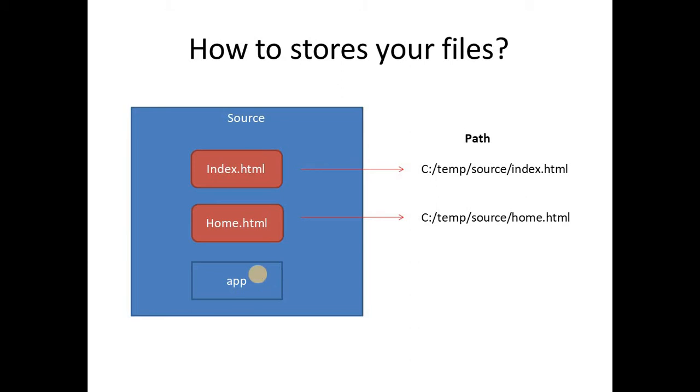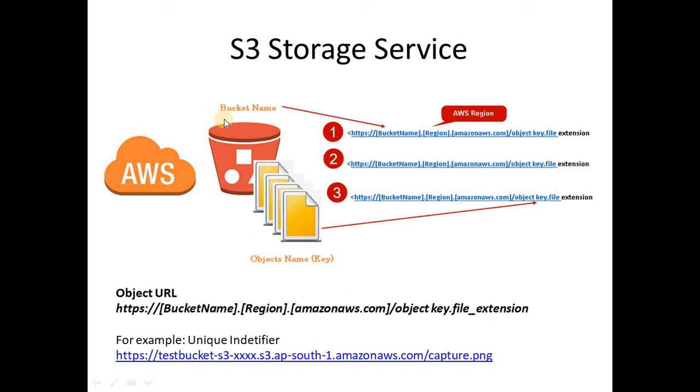The same thing is possible in AWS. How is it possible? First of all, the directory is replaced by something called a bucket, and the file is replaced by something called an object. An object has a key, and the key is nothing but the name of the object. Each object is uniquely identified by an endpoint or URL, and the naming convention follows this pattern: bucket name, region, then the domain name, and then the object key name, which means the name and the file extension.